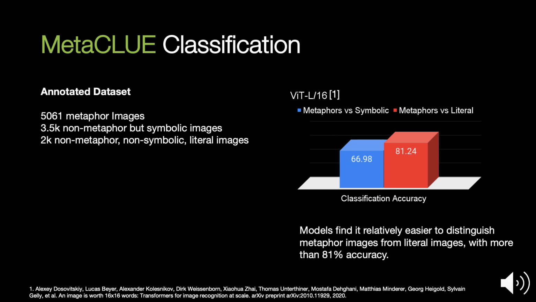Through human studies, we collect about 5K metaphor images, with 2 types of negative sets, non-metaphor but symbolic images, and literal images. We evaluate multiple state-of-the-art classification models, and find that classifying metaphor images from literal images is relatively easy, compared to classifying metaphor from symbolic images.